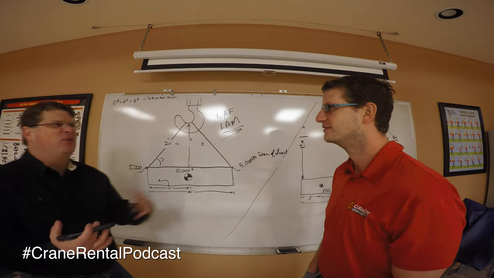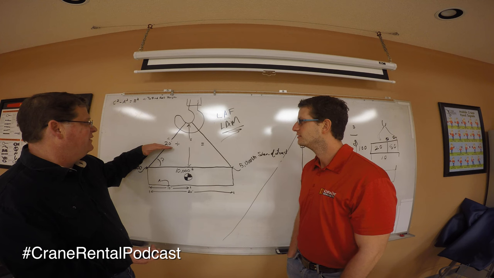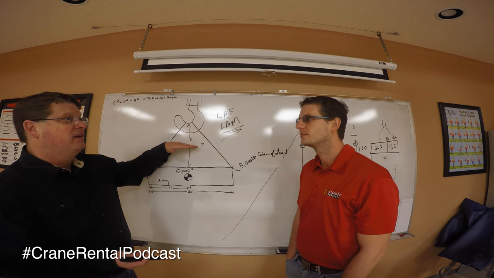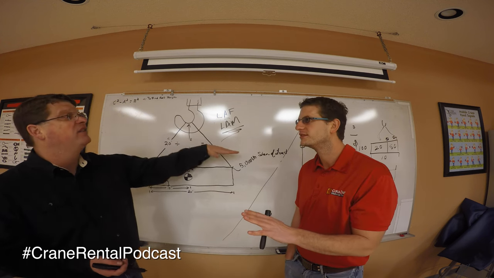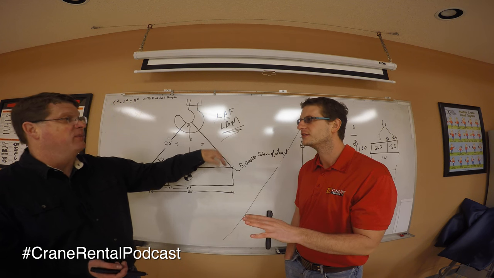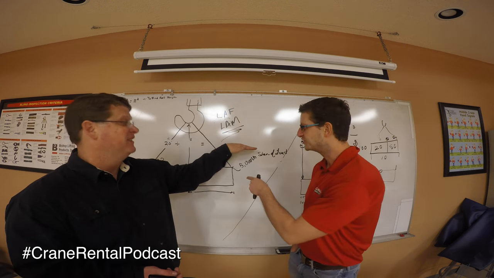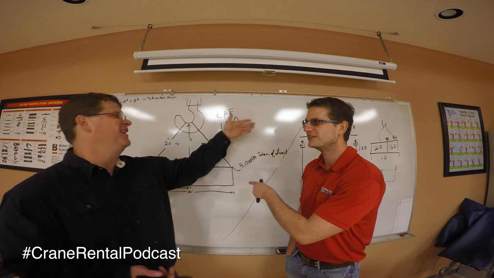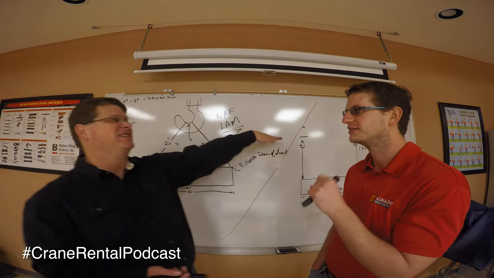Okay, so here's what we've got to do. We've got to take the sling length divided by our hook height, and that'll get us our load angle multiplier. And we're going to multiply that times our shared amount of the load. That is it. And then you have your sling tensioning or loading.